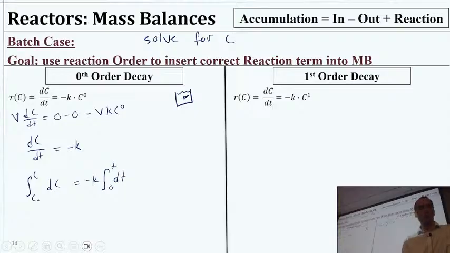And then we just simply need to integrate. So I'm going to do that by integrating from C naught to C. So a starting condition to a final condition is a nice way to describe that. dC equals negative k times the integration of dt from 0 to some time t. That's just going to give us t, essentially. So this will be C minus C naught equals negative kt. So C equals C naught minus kt.